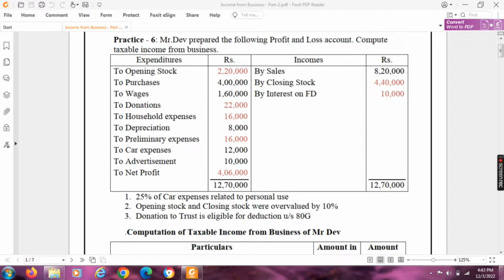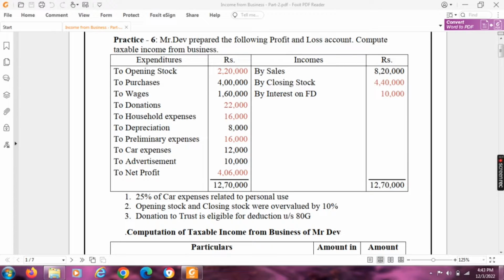Three adjustments. Number one, 25% of the core expense related to personal use. Number two, opening stock and closing stock were overvalued by 10%. We should be aware here. And number three, donation to trust eligible for deduction under 80G. Only these are the information. Based on this, we have to compute actual income from business.